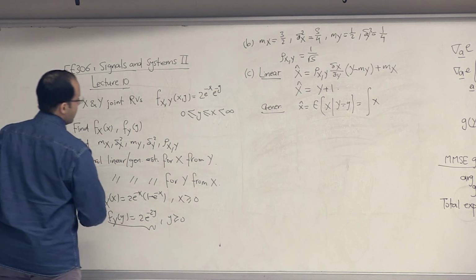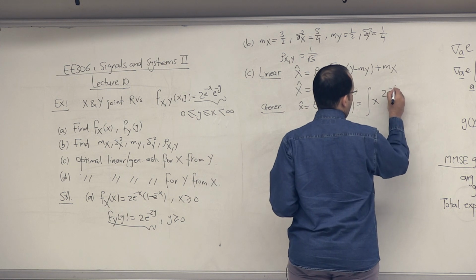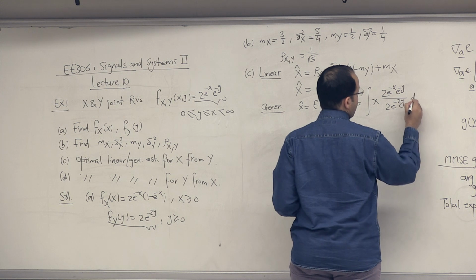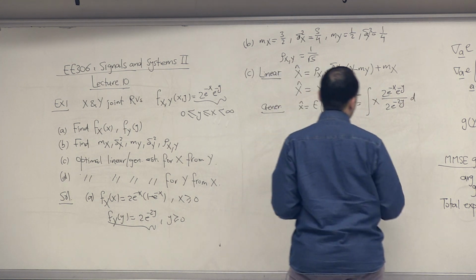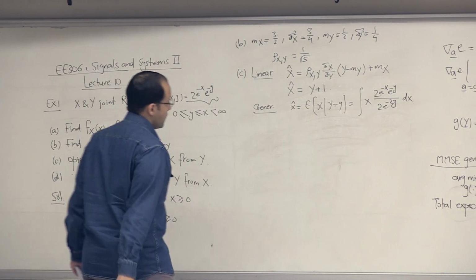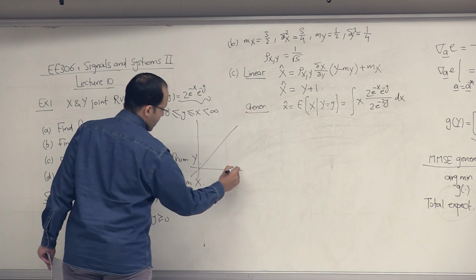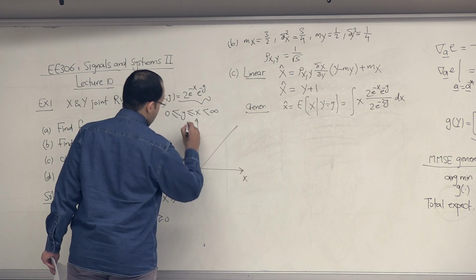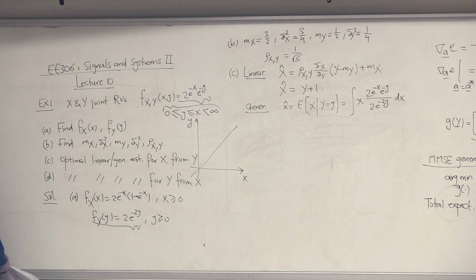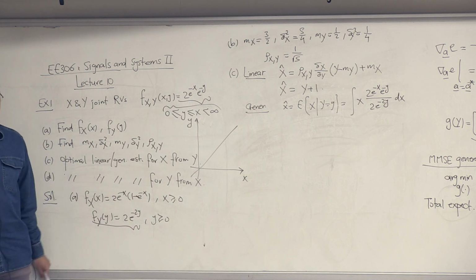We have this, and we have this. So it is 2e^(-x)e^(-y) over 2e^(-2y), and then you are integrating to get a function of y, so it's dx. The thing remaining is, what are the integration limits? Can someone tell me, where is this area? This is the line y equals x. Where is this area?